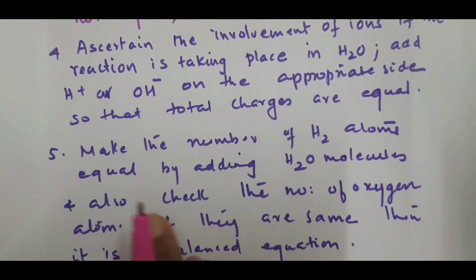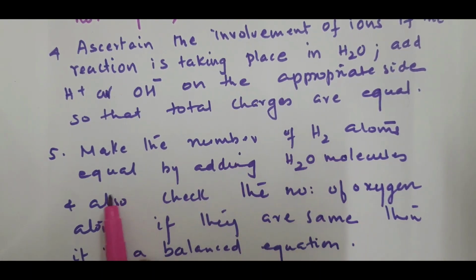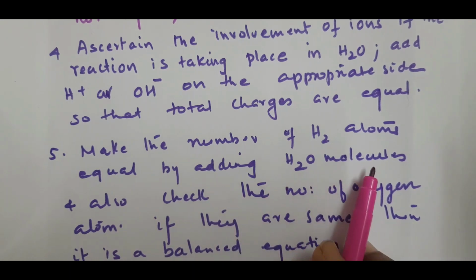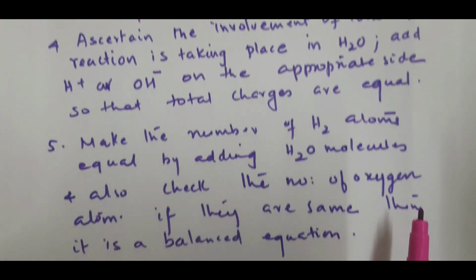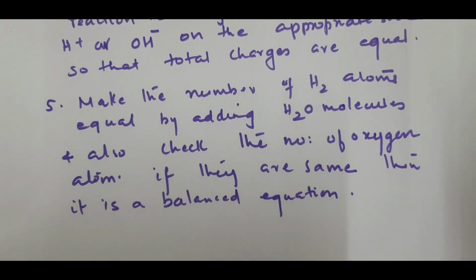And the next is to make the number of hydrogen atoms equal by adding water molecules. Then the last one is to check the number of oxygen atoms. If they are the same, then you can say it is a balanced equation. So these are the simple rules you have to follow while balancing a redox reaction.